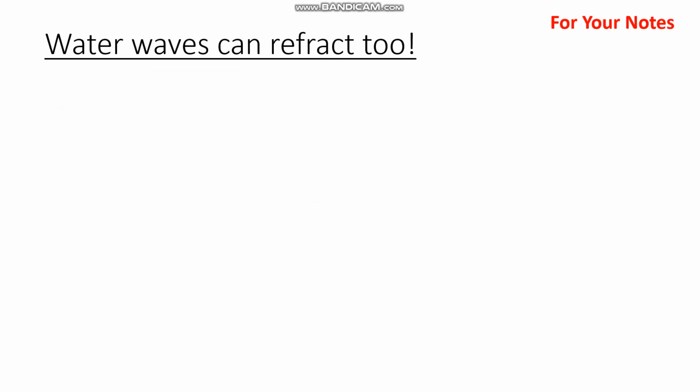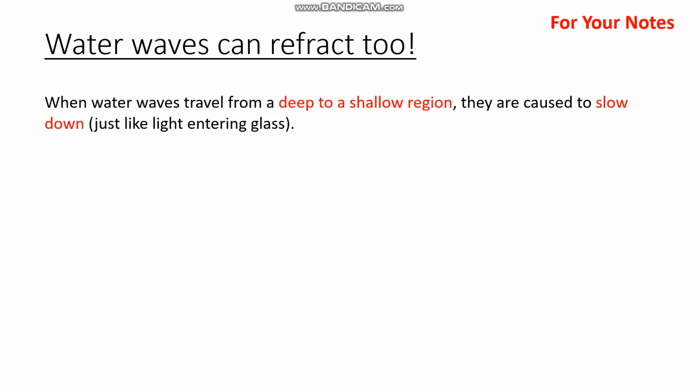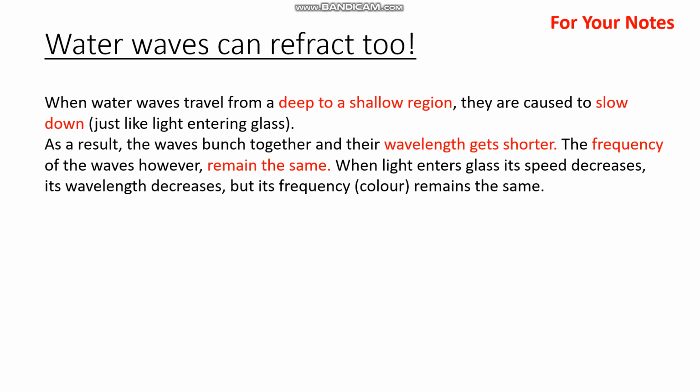It's important to realise that it's not only light waves that can be refracted, all waves can be refracted, and sometimes on an exam paper they'll ask you to talk about the refraction of water waves. So this needs to be in your notes. So when water waves travel from a deep to a shallow region, they are caused to slow down, just like when light enters glass. So light travels more slowly in a shallow region.